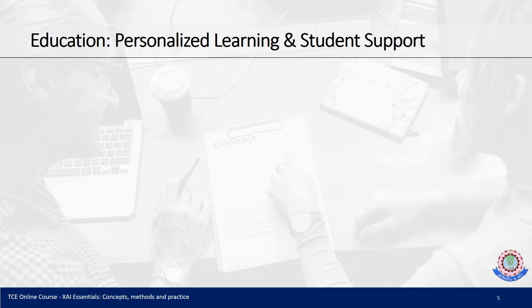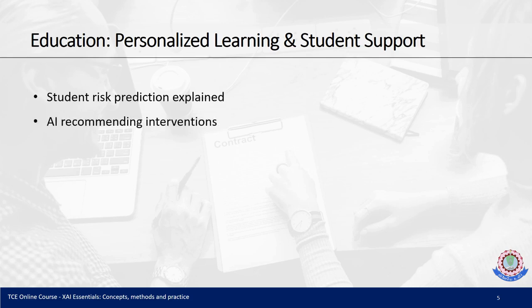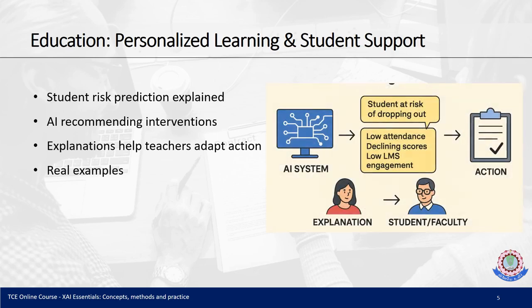Now come to education. In education, AI systems support personalized learning environments and early warning systems that identify students at risk of failing or dropping out. A model may predict that a student is at high risk, but for the teacher and counselor, the prediction alone is not actionable. They need context. Did poor attendance matter more? Was it weak performance on a quiz? Or does he or she not have any engagement? So explainable AI will improve this system.